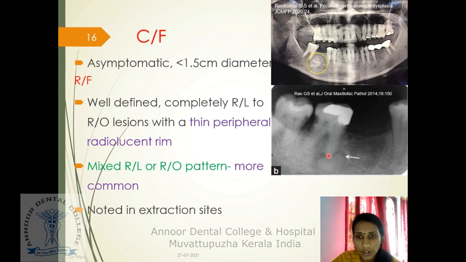radiolucent rim. So if you observe here, this is a radio-opaque area, and surrounding the radio-opaque area you see a thin radiolucent rim, or peripheral rimming, and it's well circumscribed. It's a well-defined lesion. Now sometimes you can have a complete radiolucent area also, not necessarily you will see the radiopacity. It will be just a radiolucent area, and more commonly the pattern that you're going to get is both radiolucency and radiopacity, like this. So you can get a mixed pattern with radiopacity surrounded by radiolucency.